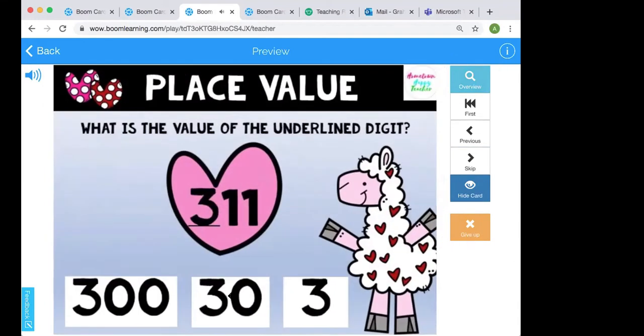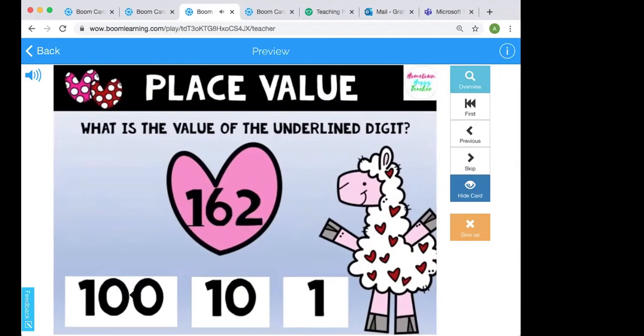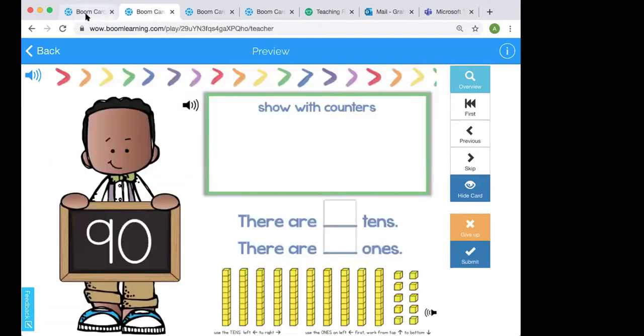Yes, we did it. All right, one more. Ready? Here we go. What is the value of the underlined digit in this number? I see the number 311. So do you think the underlined digit is 300 or 30 or 3? Take a second and think about it. Good job. If you guessed 300, you would be right. Excellent work, everyone. Okay, now we're going to move on to some word problems with Miss Smith.